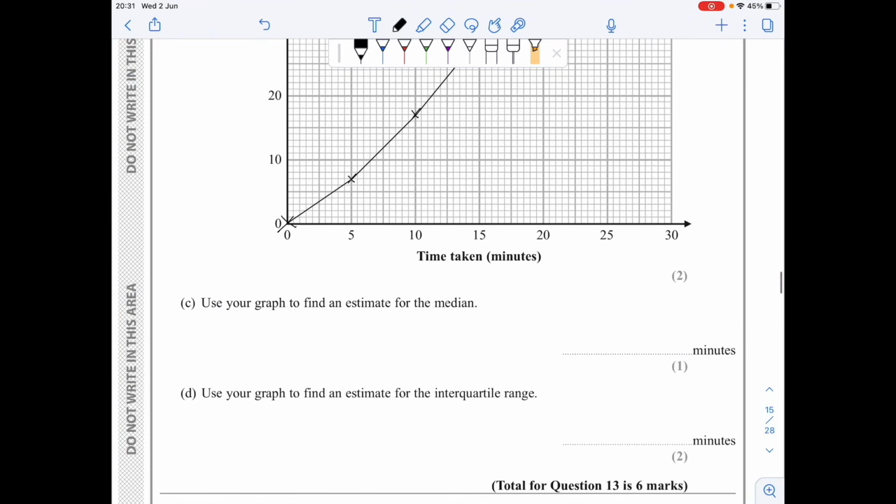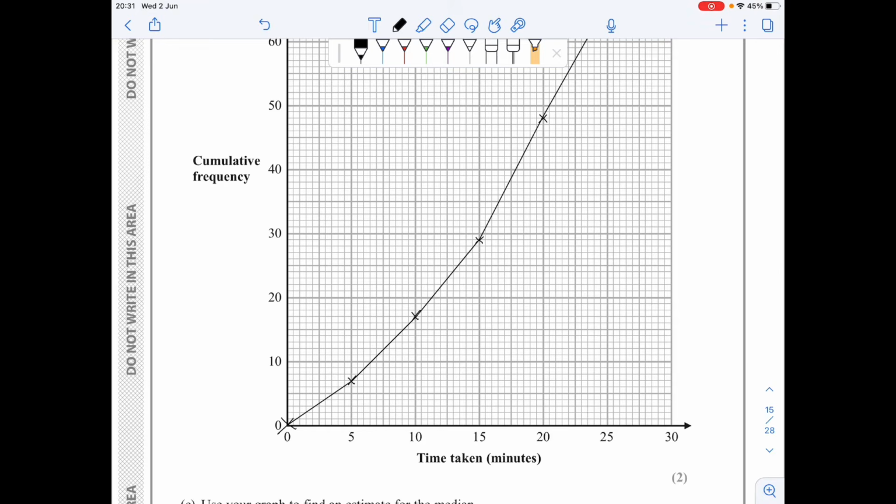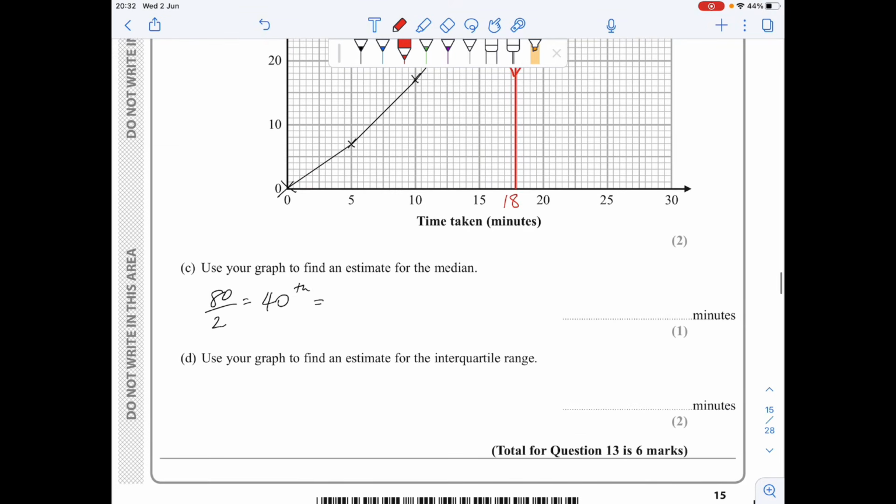In part C, I need to use the graph to find an estimate for the median. Since I have 80 observations, 80 over 2 is equal to 40. So I need the 40th observation. I will go on the y-axis, locate 40, and then read off the x-coordinate for that y value. So the x-coordinate of that is 18, and that is my median, 18 minutes. Note that the mark scheme accepts any value between 17 and 19.